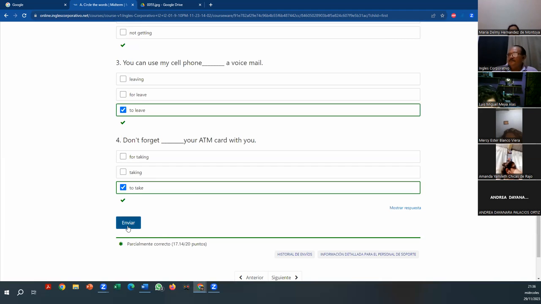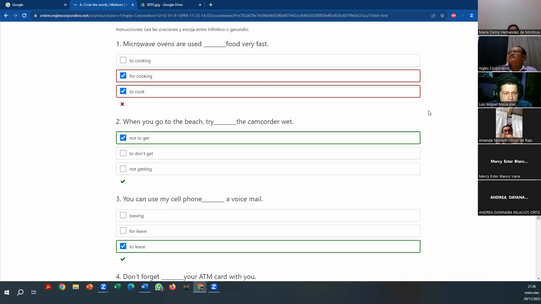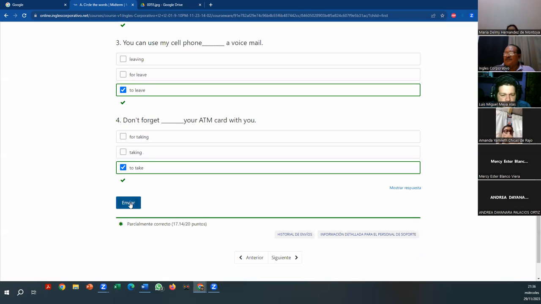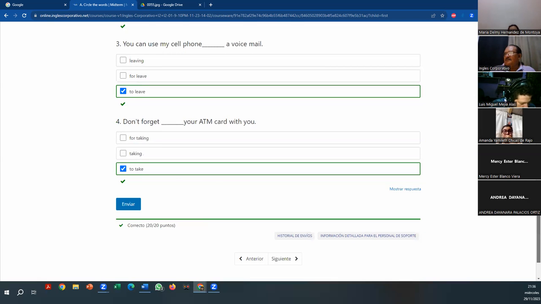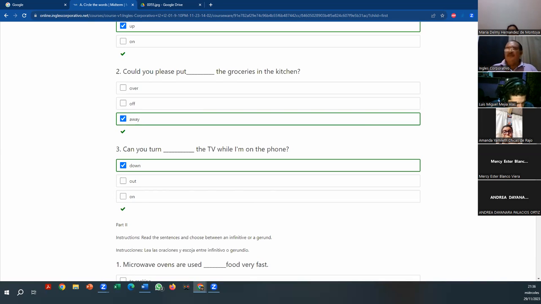Could you explain that, teacher? Yes. What do you use a pen for? What is a pen for? What is the use of a pen? The pen is for writing. And the computer is for connecting to classes, for working, for probably doing research on the internet.